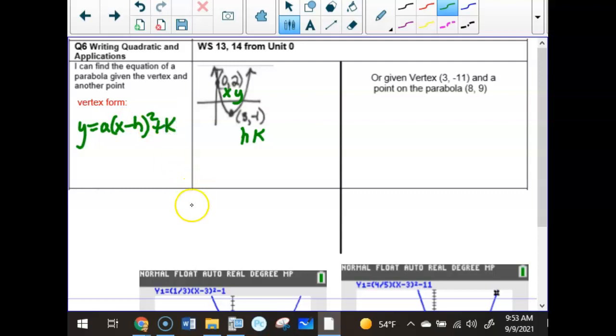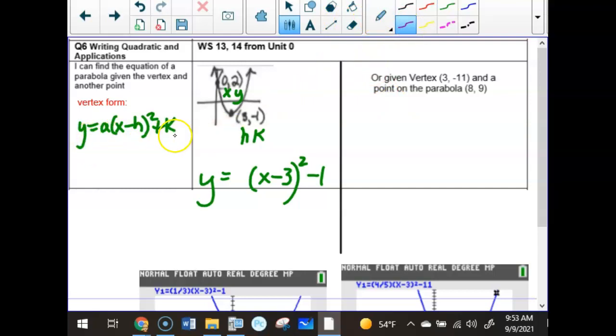We can plug all this in right now. We know the answer is going to be y equals x minus h, which is 3, squared, plus k, which is negative 1. What am I missing, though? The a. I have to do some work to find the a. Does everybody remember now kind of how we did this? Okay.